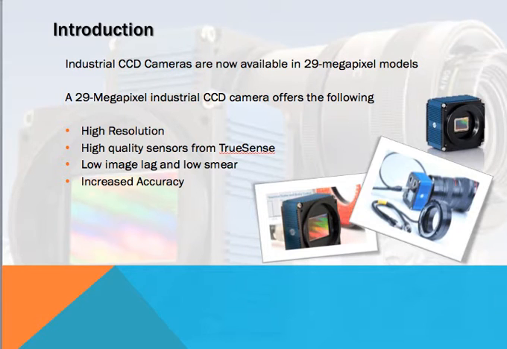So some of the advantages of using a 29 megapixel CCD camera would be the obvious one, which is high resolution. And the high resolution is going to give you better accuracy in your system, whether it be industrial or defense related. It's going to give you low image lag and low smear when you use these specifically. And the frame rates actually are pretty reasonable. We'll talk about those in a moment as well.